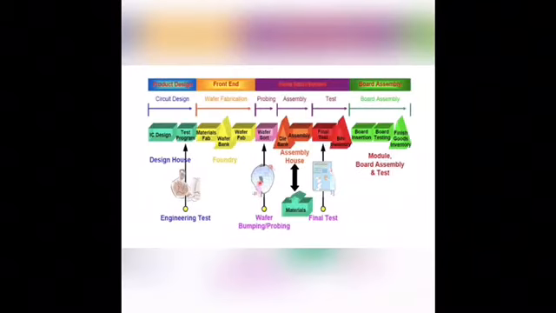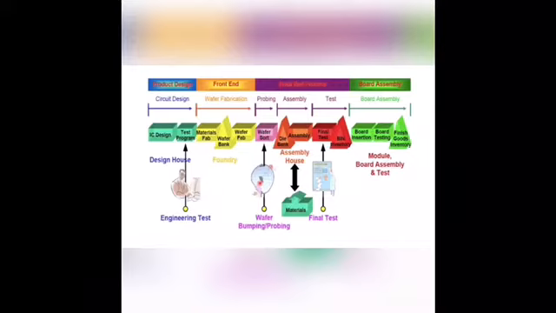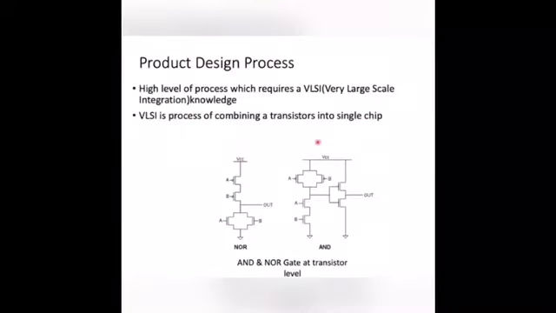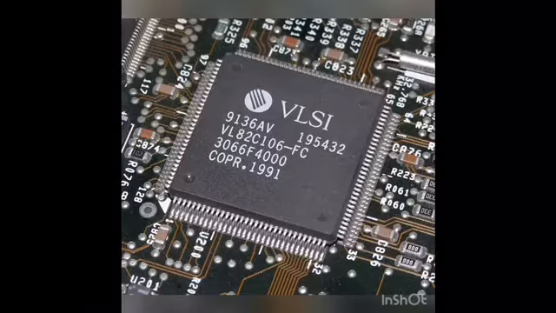In product design process, there are two parts. First part is for IC design, and the second one is for the test program for the circuit designing. Product design process also requires VLSI, which means very large scale integration. VLSI is the process of combining transistors into one single chip.